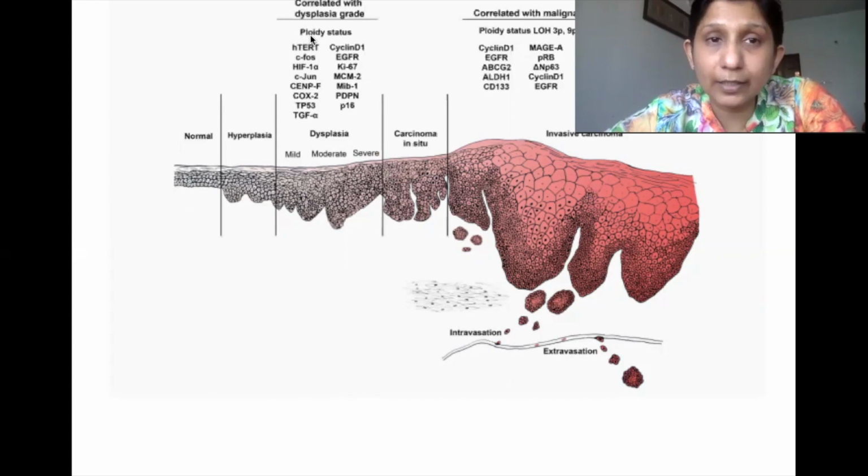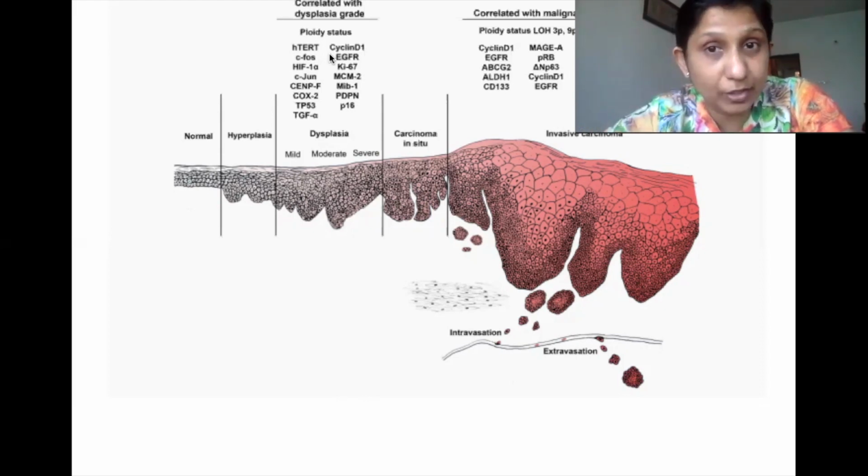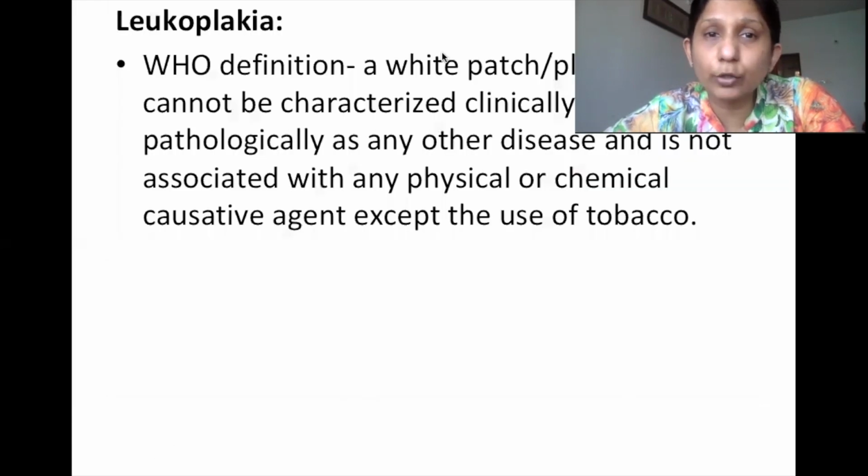And in this table, you can actually see the genes which are associated with dysplasias and some genes which are associated with malignant transformation. So you can see these molecular markers and predict which dysplasias will undergo malignant transformation. And when you see these cellular markers, you can be assured that there is malignant transformation in the tissue. So coming on to leukoplakia.